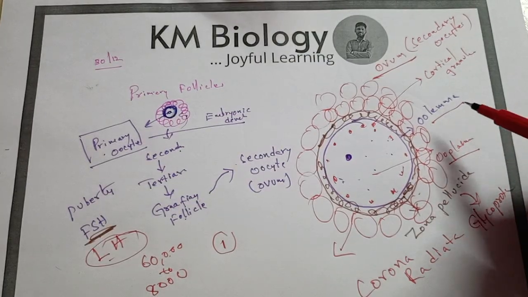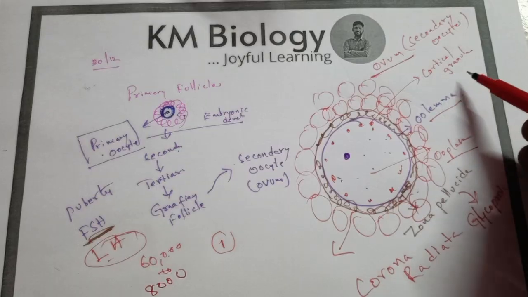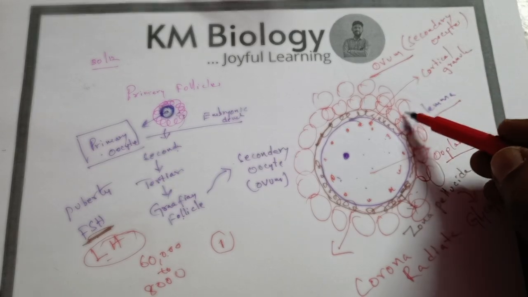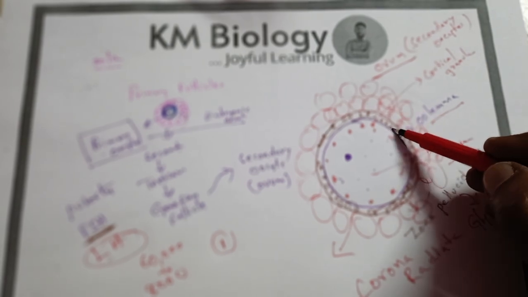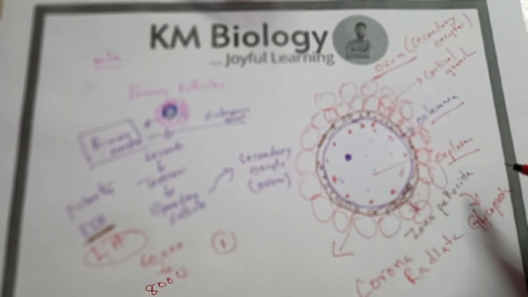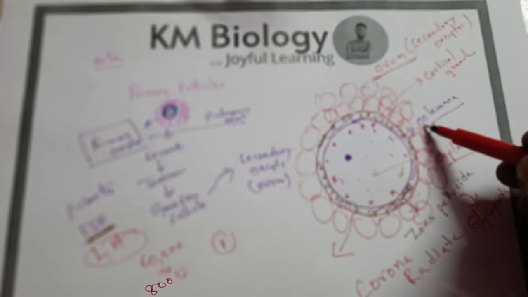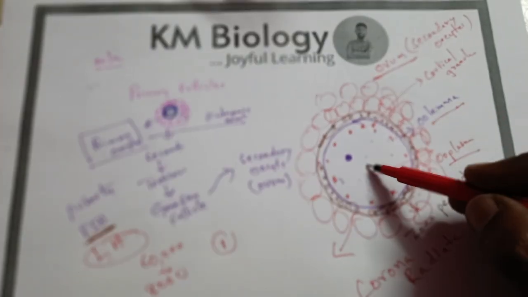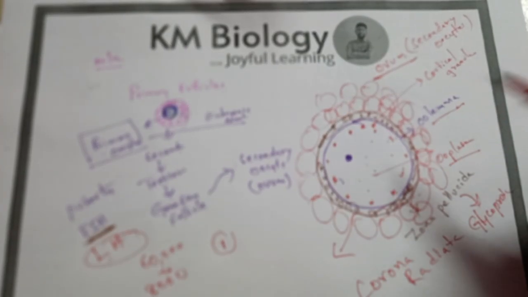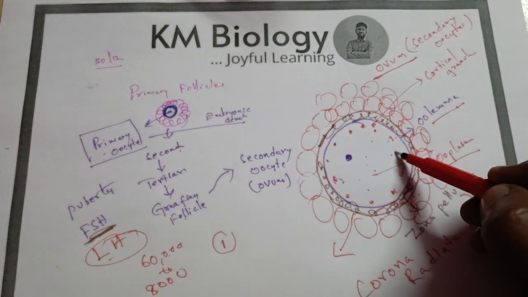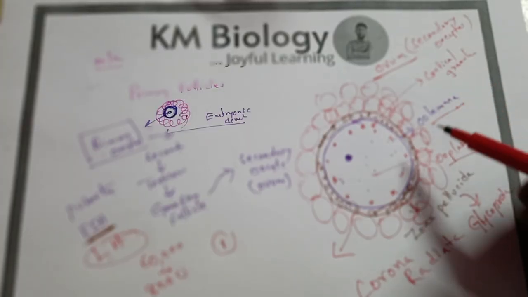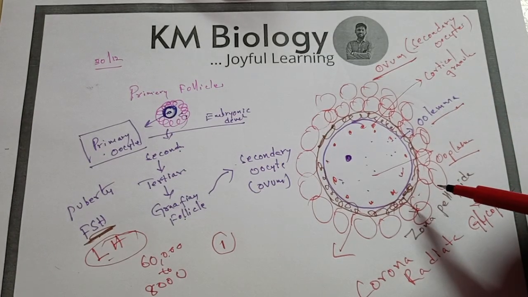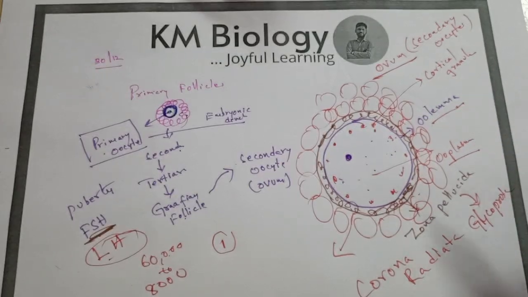So at the time of fertilization, you just remember this sperm cell has to clear up the corona radiata first, next zona pellucida, next plasma membrane which is called oolemma, then it has to enter inside the ovum. Right, once the sperm cell enters, meiosis 2 is going to complete. Right, so in the next video we will see the structure of this sperm cell.